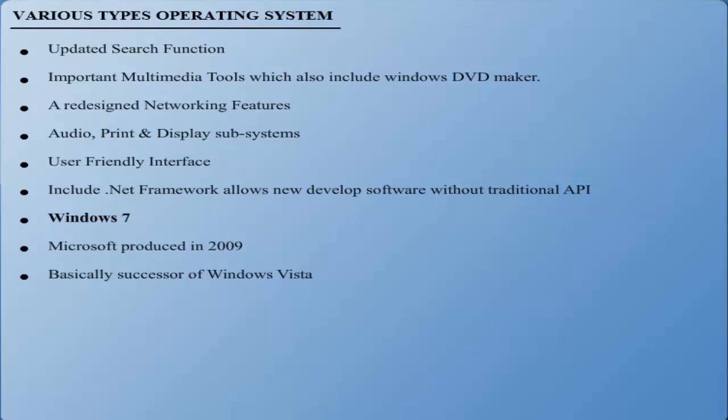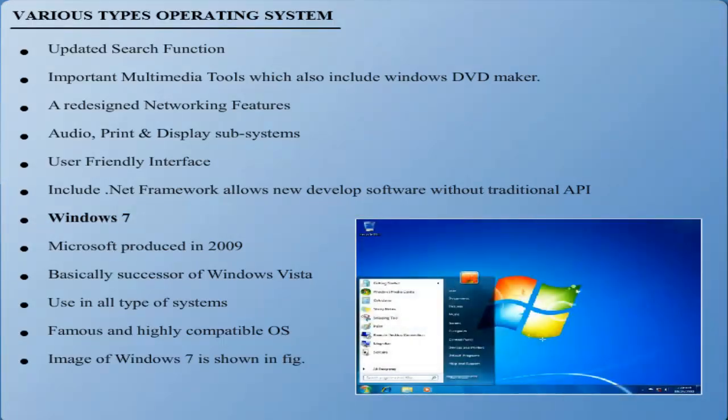It can also be used in all types of systems. It is also a very famous and highly compatible operating system. The following image shows the Windows 7 interface. There are a number of characteristics such as: number 1, updated graphical user interface.